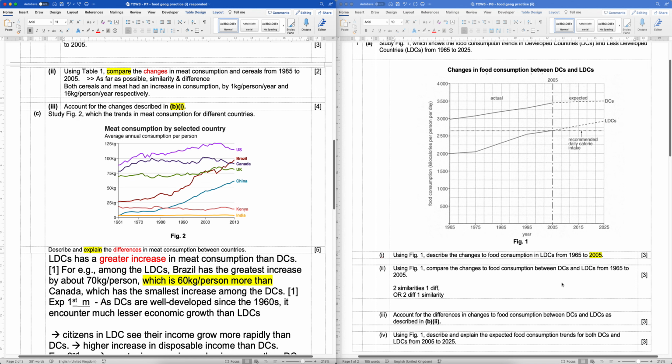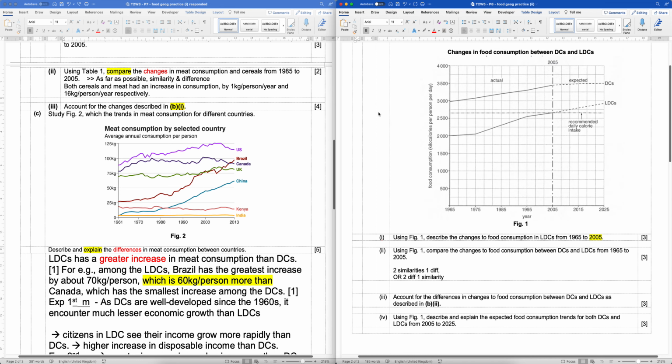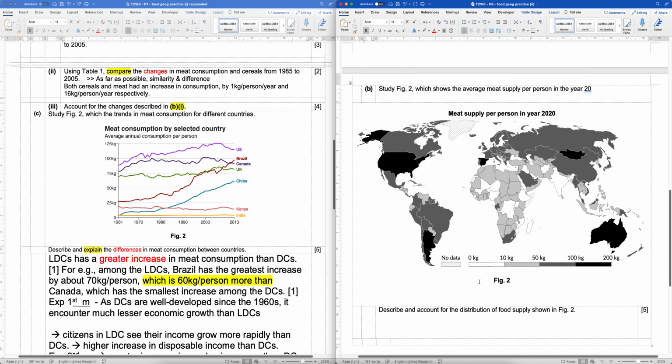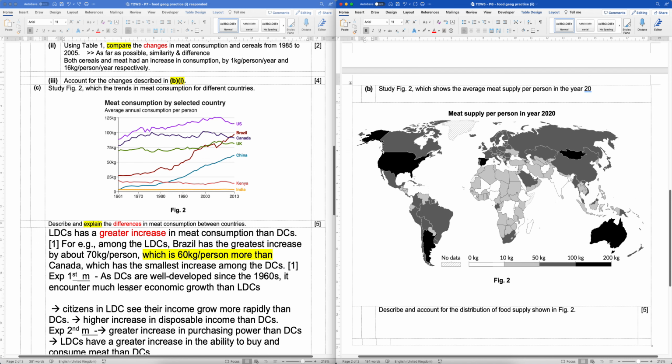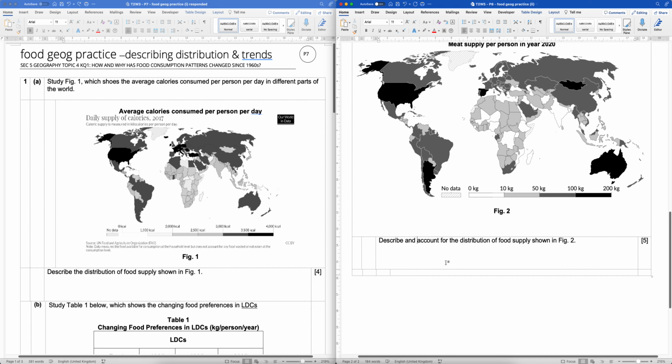Okay, alright, last page. This is a typo, shouldn't be 1A, it's supposed to be B. So sorry for the typo, please change it for me. Okay, describe and account for the distribution. So you need to use mistakes that you have learned from here and here to answer this question. Okay, remember, describe and account for 5 marks, describe usually 2 marks, account usually 3 marks.